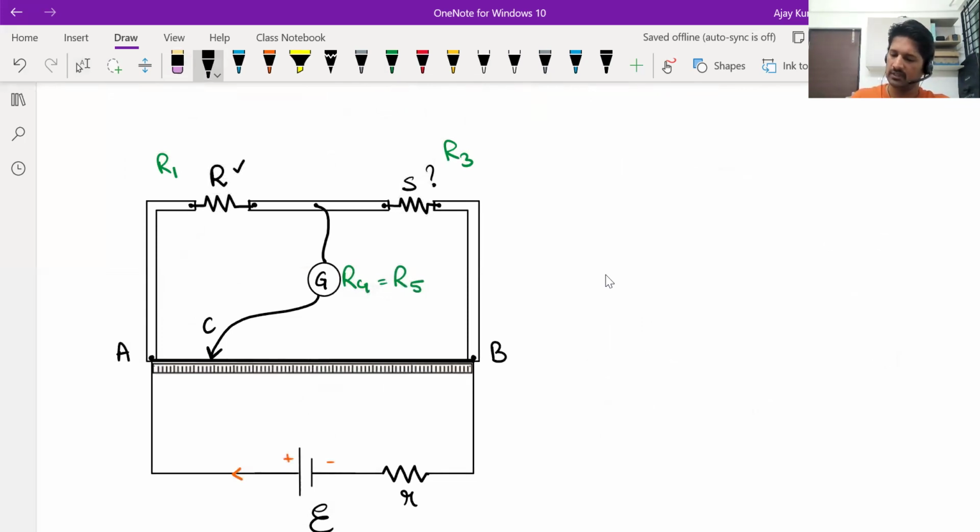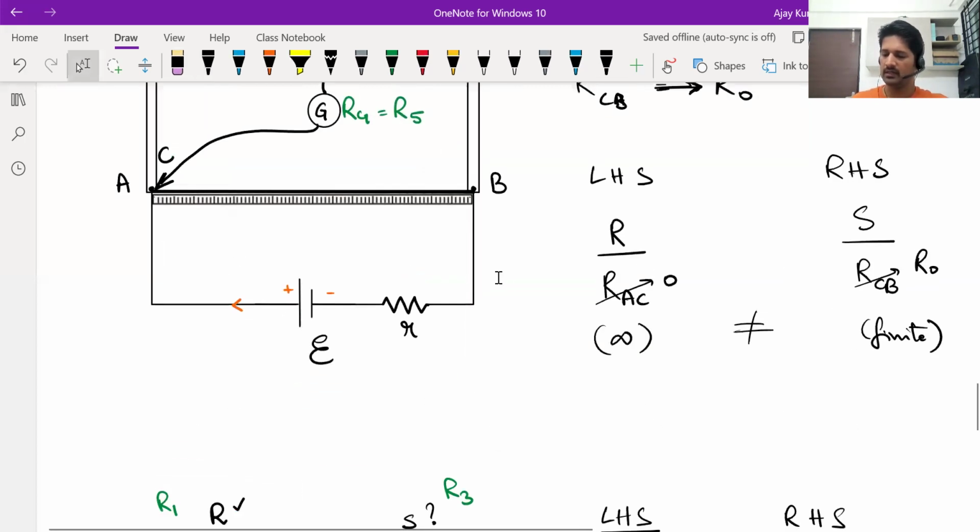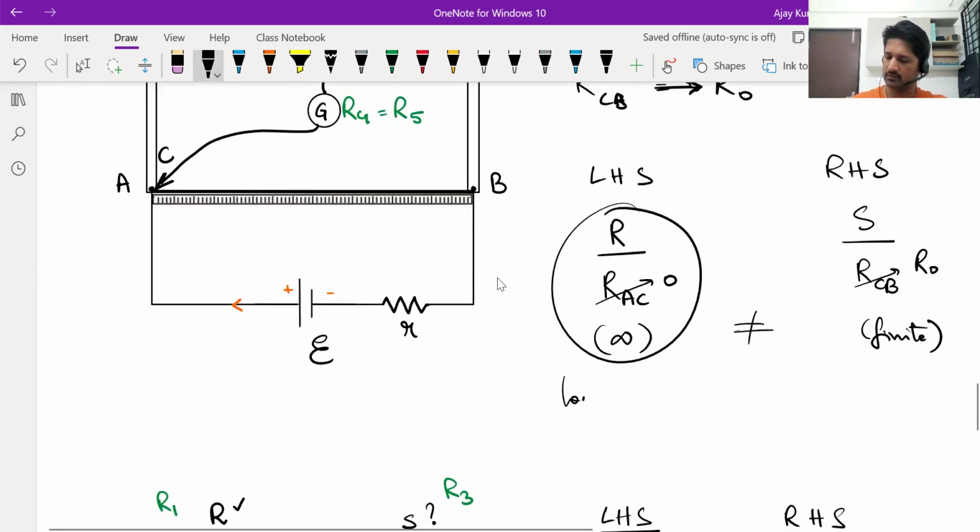Okay. Now you see the left-hand side ratio. It is R divided by resistance between A and C, and right-hand side ratio is S, the unknown resistance, divided by resistance between C and B. Earlier, what was happening? The left-hand side ratio was tending to infinity because resistance between A and C was almost 0. But now this is finite. This is also finite. Okay. Earlier, the left-hand side was too large compared to the right-hand side.